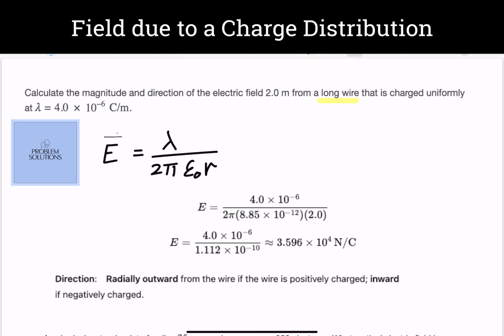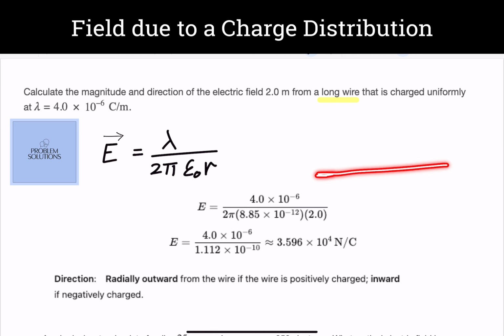So that will be the formula there. And since intensity is a vector, I'm going to put that. And you see that it's lambda by 2 pi epsilon naught r. Now, all of those terms are given. That's epsilon naught, as you can see. And the radius or the distance in this case is 2.0, and you get the electric field. And we know that if the wire is positively charged, so if the wire was here and the point was here, it's going to be radially outward. If it is negatively charged, the field is going to be radially inward.